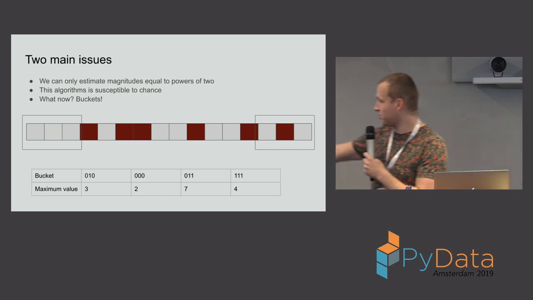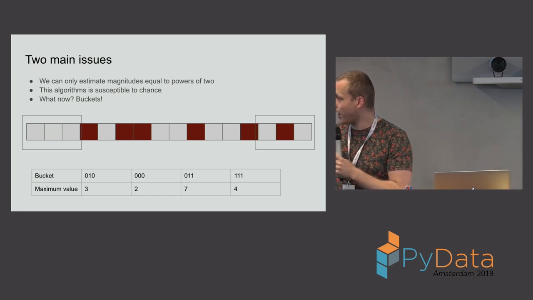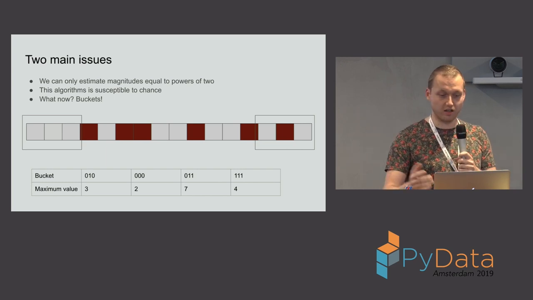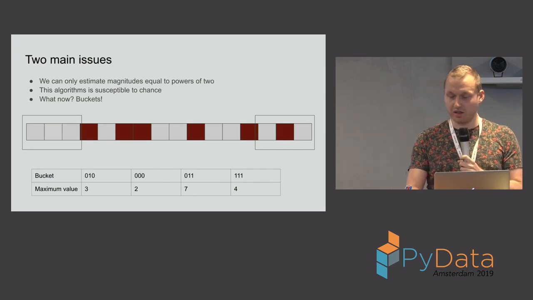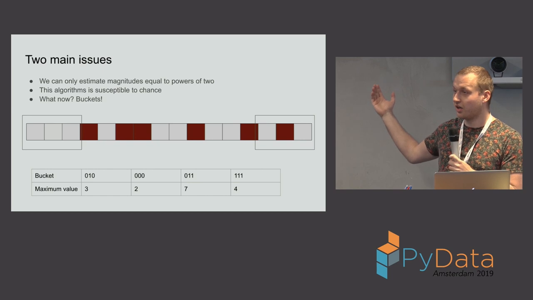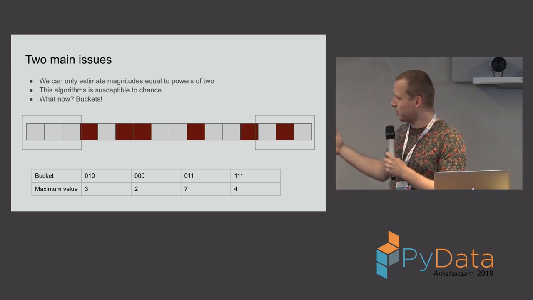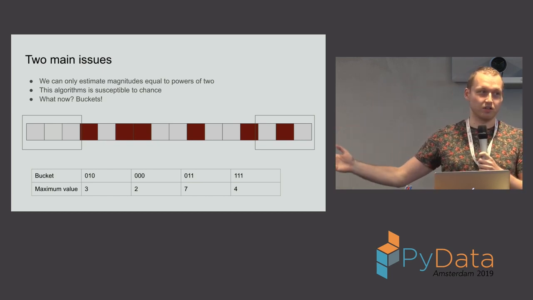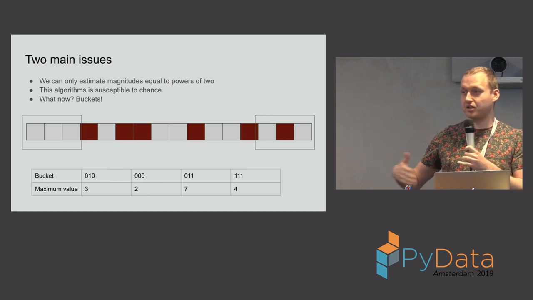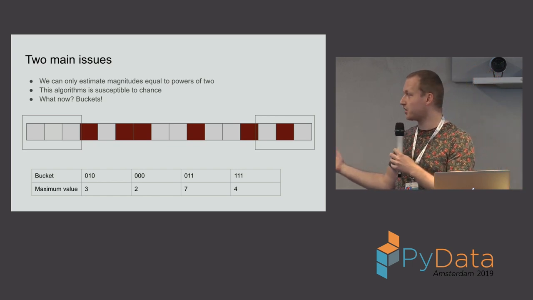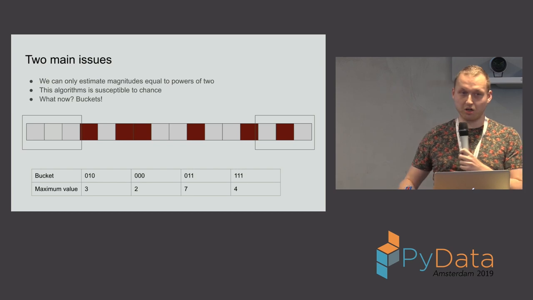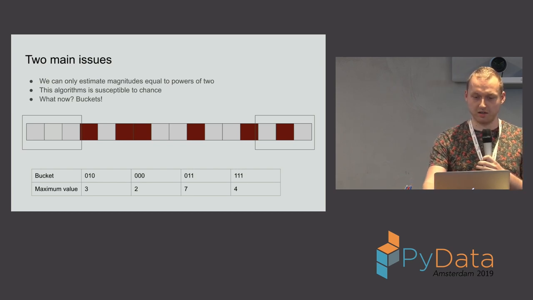Then we can track these maxima per bucket, and then we can average out the distinct values that we get for each bucket, so we handle any outliers. I think the original implementation had that you would just throw out the outliers because you had so many buckets. You could have like 2,000 buckets, so you're just going to throw out the outliers. The current one uses a harmonic mean to sort of smooth out these extremes.